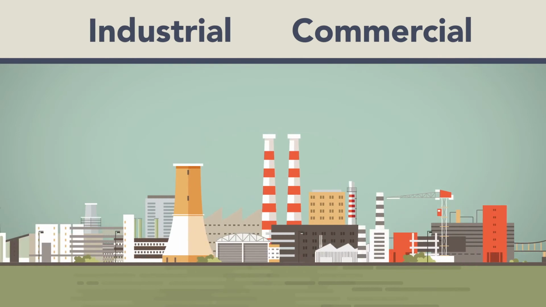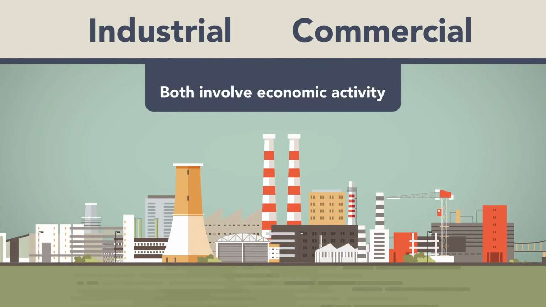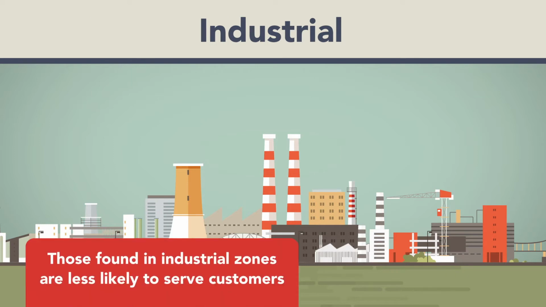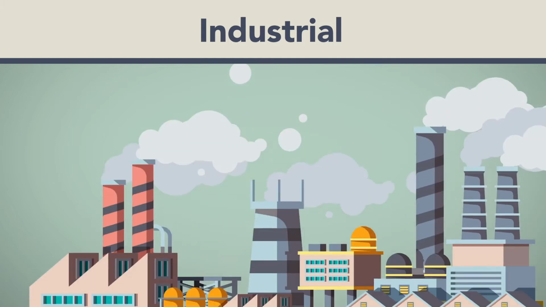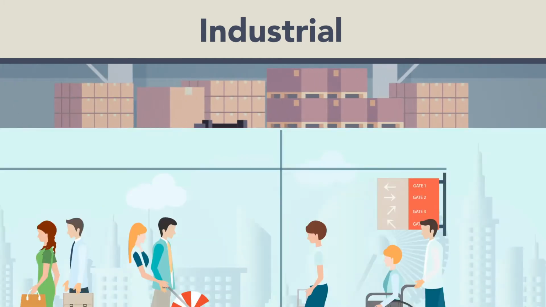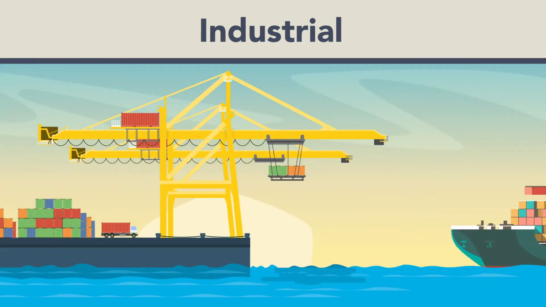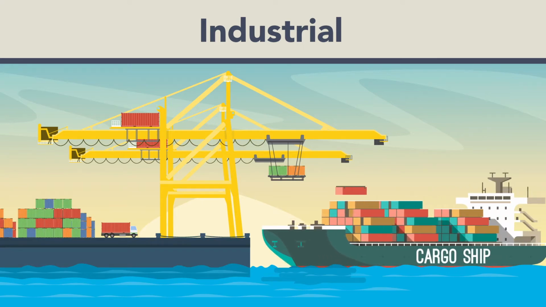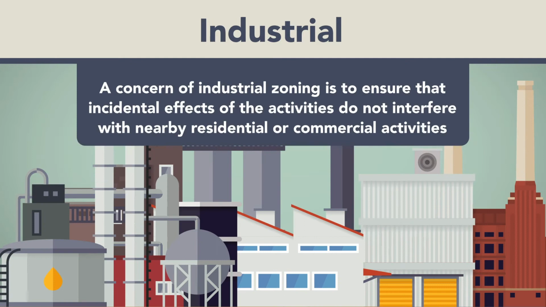Industrial zones are similar to commercial zones in the sense that both involve economic activity. Unlike commercial businesses, however, those found in industrial zones are less likely to serve customers. Industrial uses include factories, warehouses, airports, and seaports. As commercial zones can restrict some kinds of businesses from operating near places that would find their presence objectionable, a concern of industrial zoning is to ensure that incidental effects of the activities, such as noise and air pollution, do not interfere with nearby residential or commercial activities.